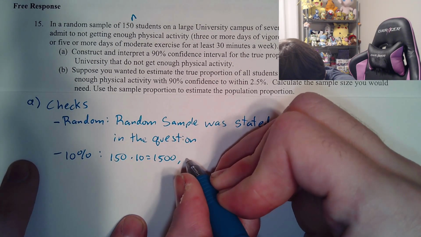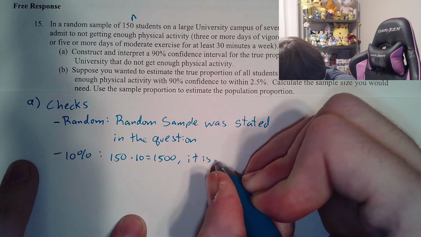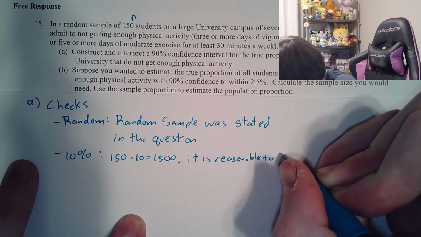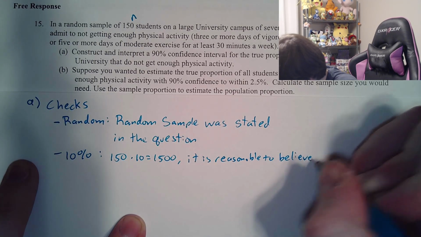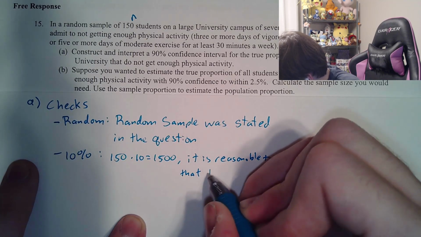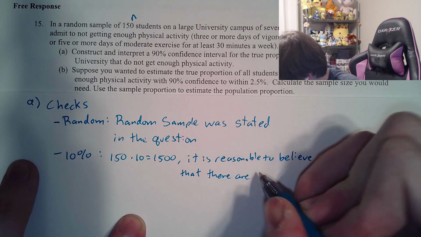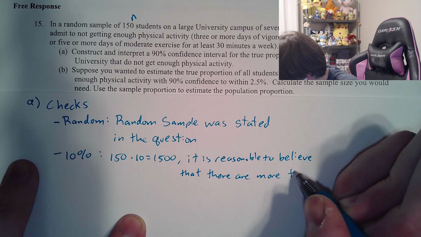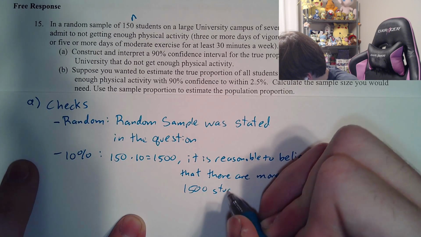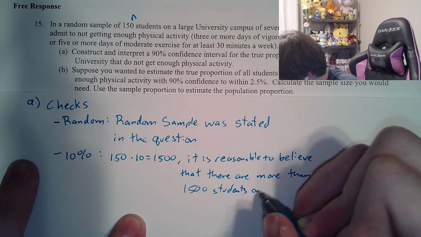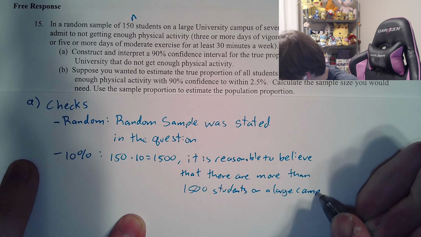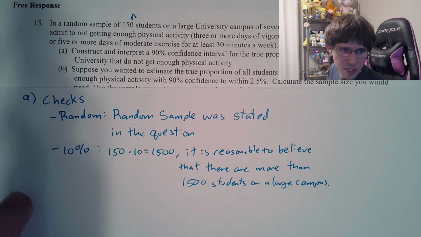So it is reasonable to believe that there are more than 1,500 students on a large campus. Okay. University campus, if you want to be more specific. The AP test isn't going to care.